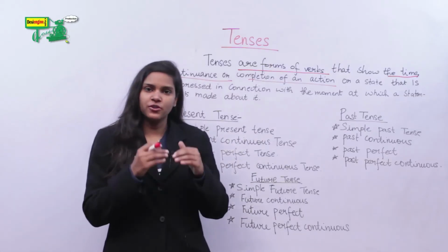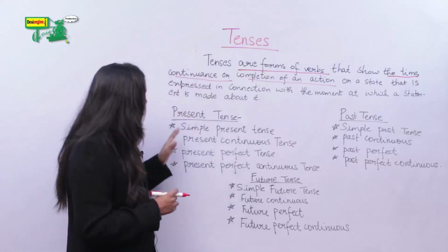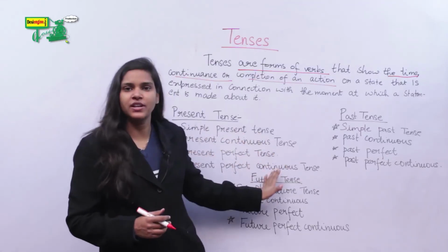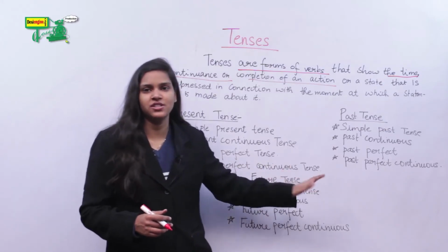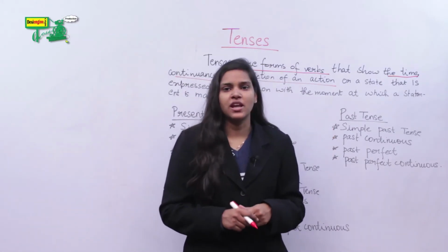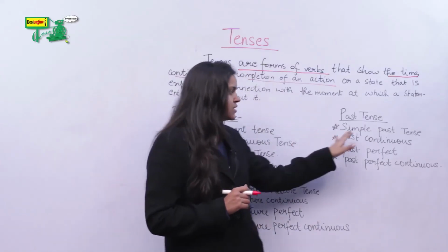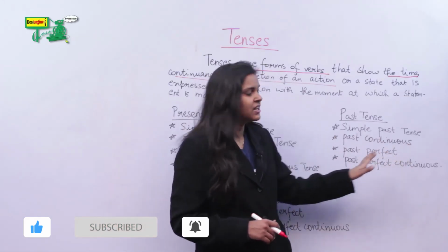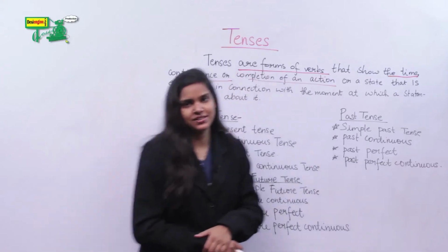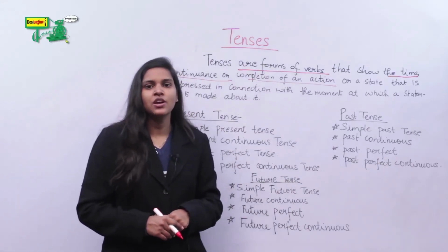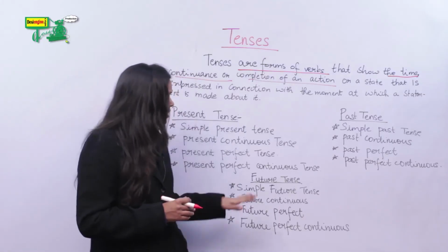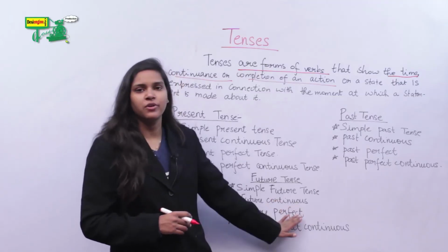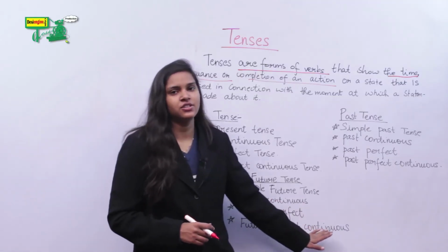Present tense can further be classified into four types: simple present tense, present continuous tense, present perfect tense and present perfect continuous tense. Our past tense is also classified into four types, that is simple past tense, past continuous tense, past perfect tense and past perfect continuous tense. Let's come to future tense, which is also classified into four types: simple future tense, future continuous tense, future perfect tense and future perfect continuous tense.